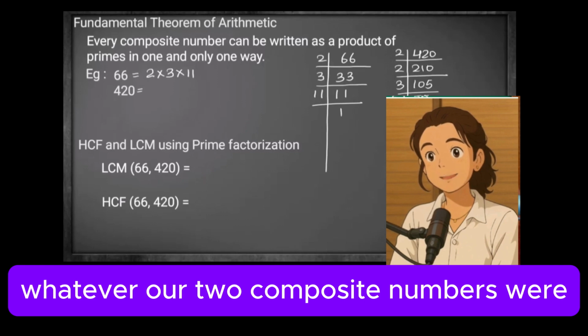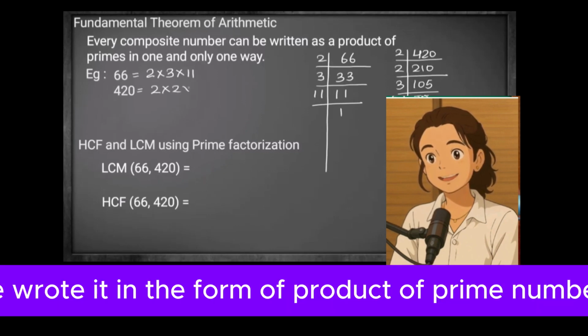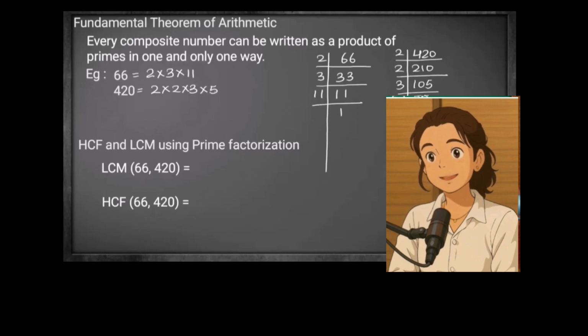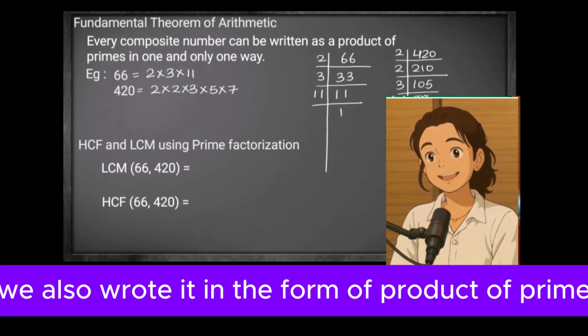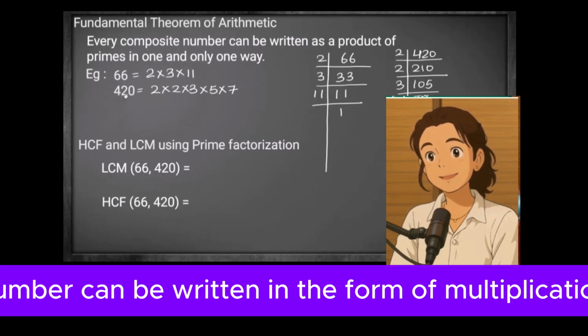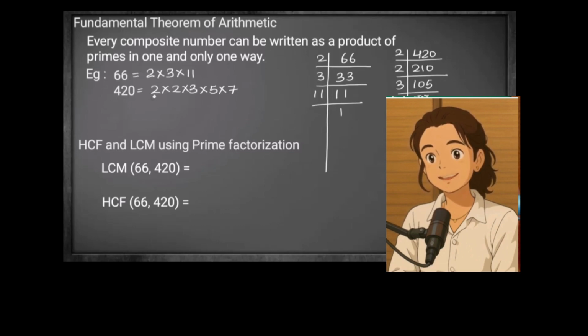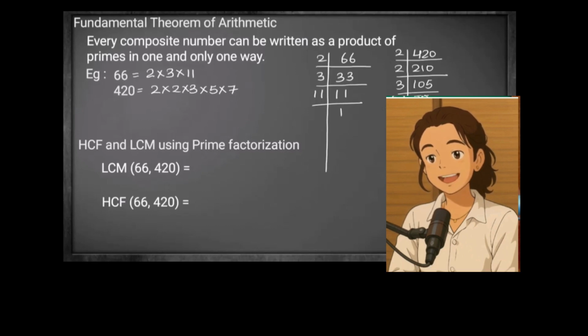Whatever our two composite numbers were, 66, we wrote it in the form of a product of prime numbers like this. And our second number was 420. We also wrote it in the form of a product of prime numbers like this. The fundamental theorem of arithmetic tells us that any composite number can be written in the form of multiplication of prime numbers, i.e. a product. Now what will be the advantage of this?